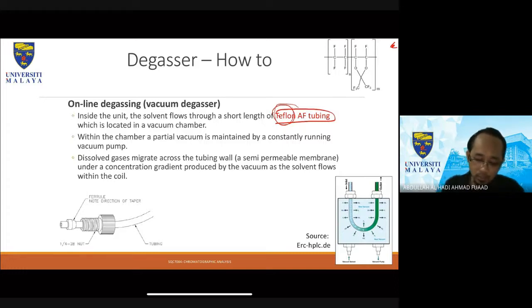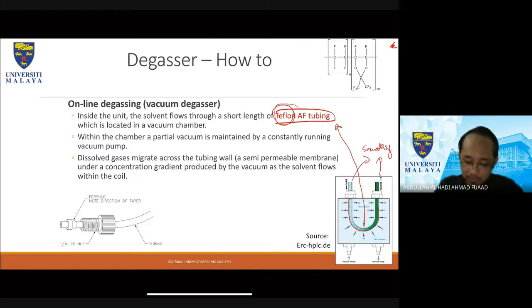Okay, it's located in the vacuum chamber. So which is that one? So that one in there is the Teflon. So the one outside here that connects the system again is something else. Okay? It might be Teflon as well, but it can also be different plastics.